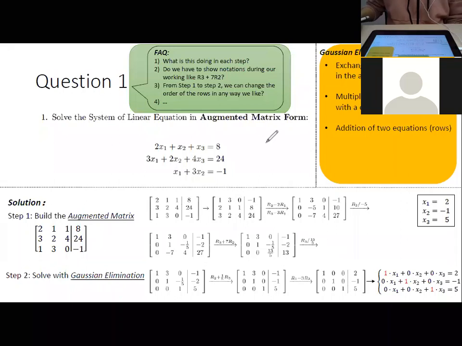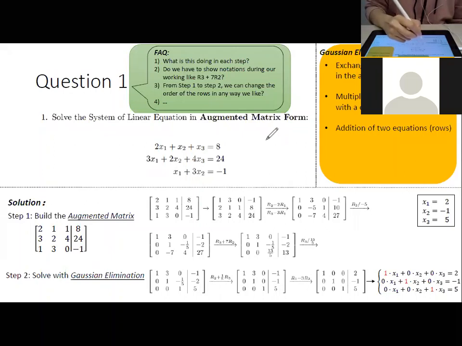And you can see on this page, we have 2 blocks. One is green and one is yellow. The green one contains the frequently asked questions from your classmates, so you can see whether you have the same questions as them. And in the yellow block, I listed the 3 basic operations we need for Gaussian elimination. And now we are going to see what they are.